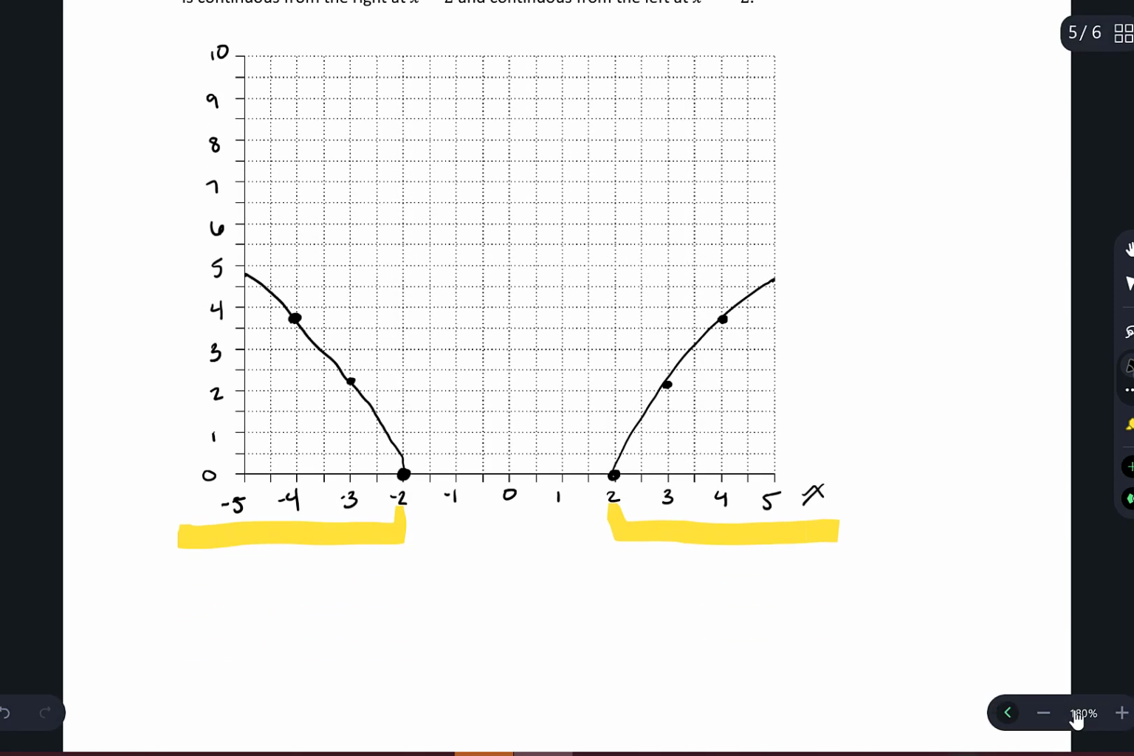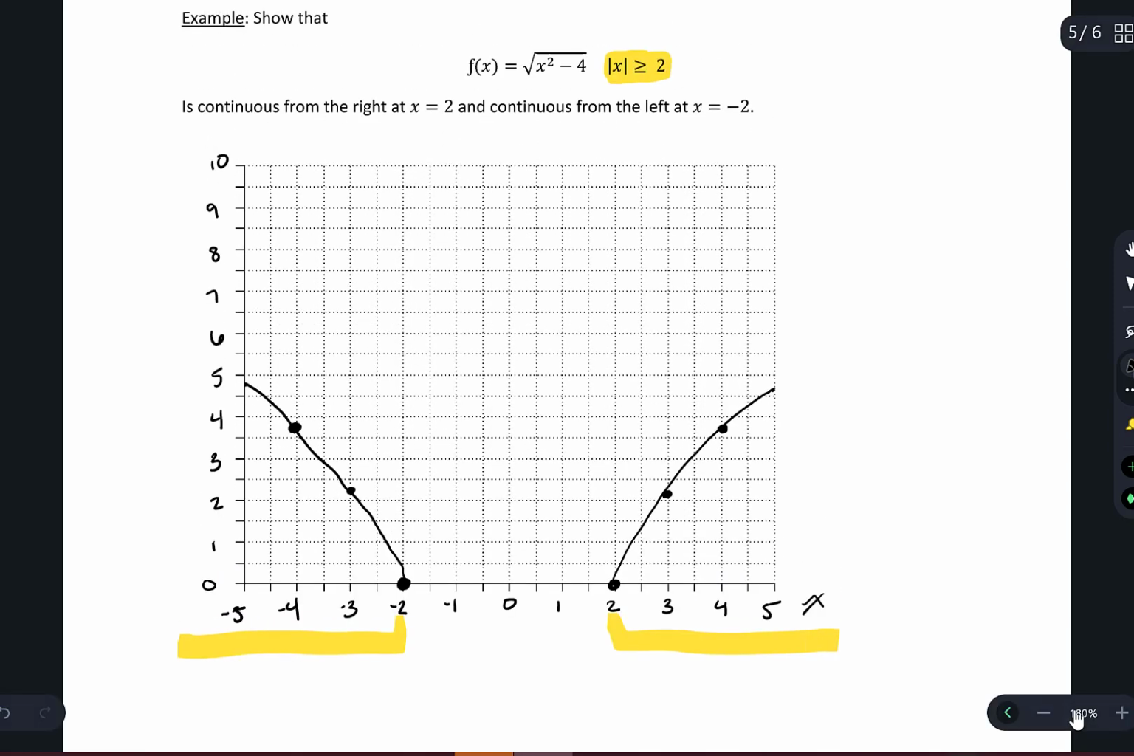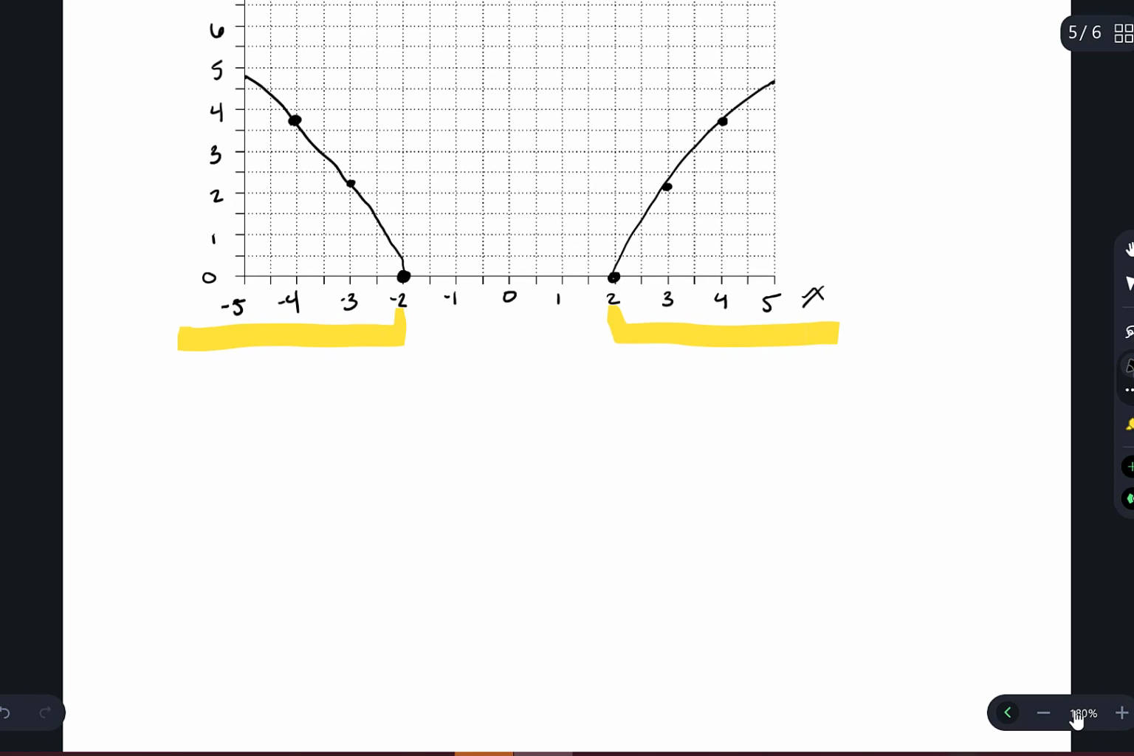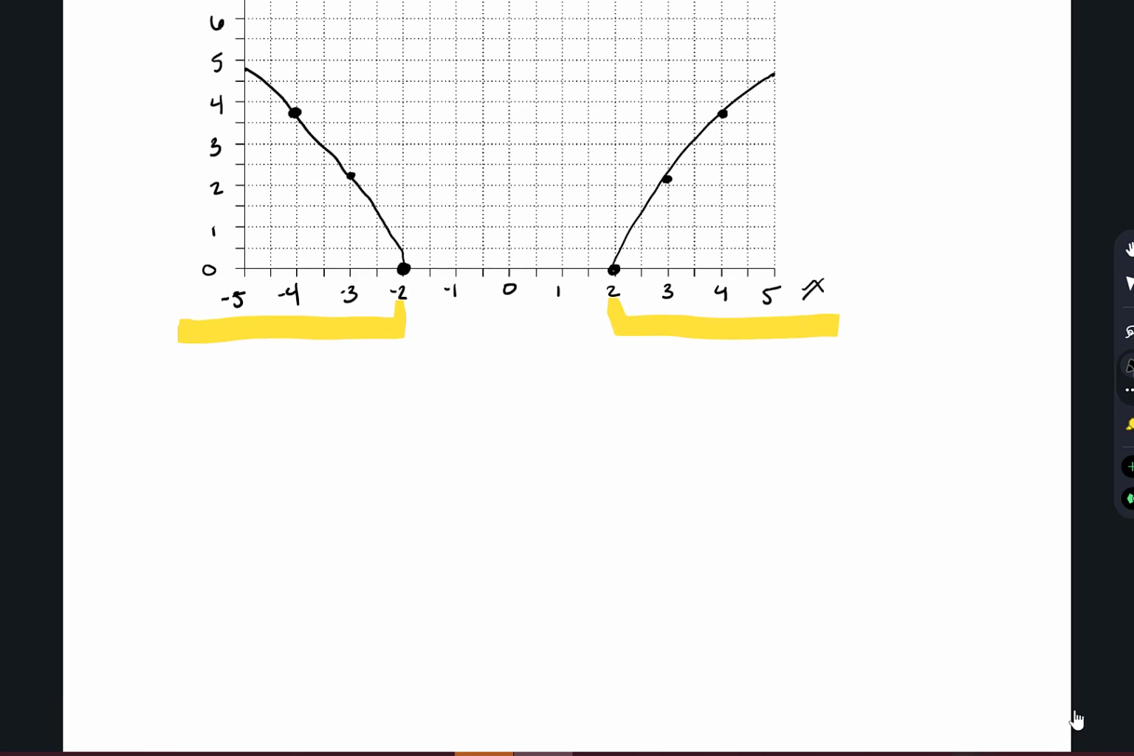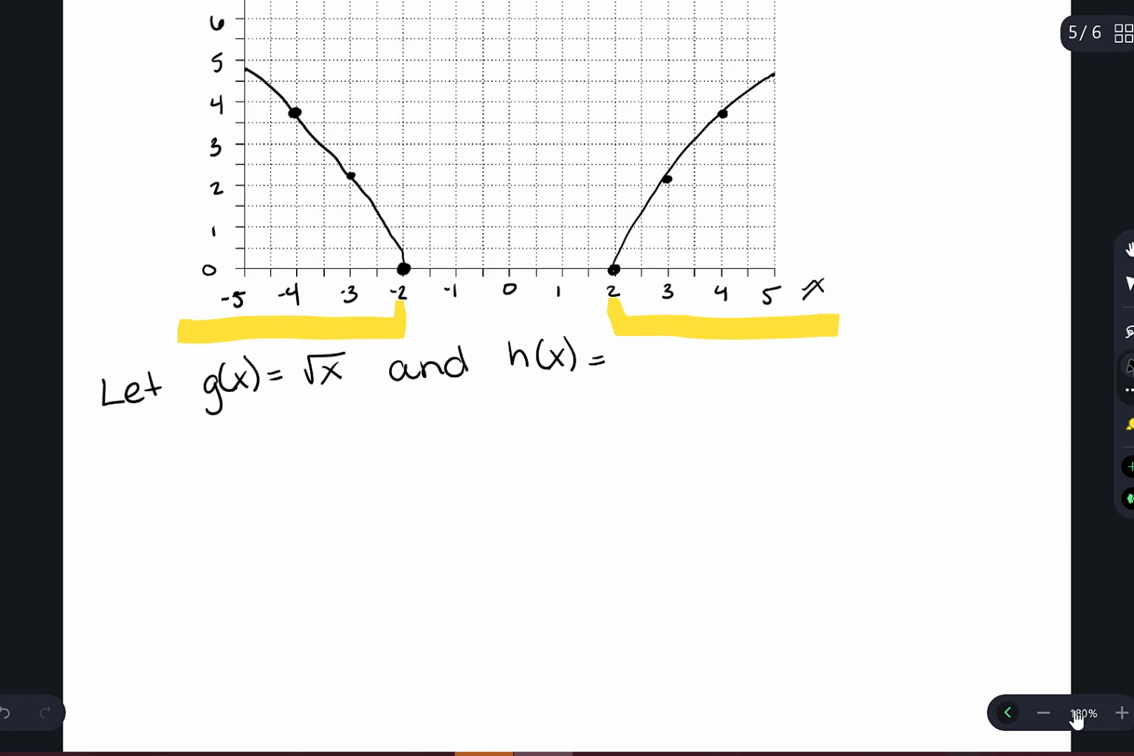So now we can go through and actually show that our function f of x is continuous from the right at 2 and from the left at -2. So first, we're going to let g of x be equal to the square root of x, and we're going to let h of x be equal to x squared minus 4.